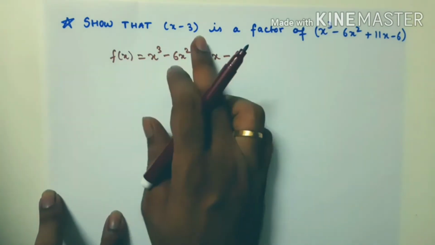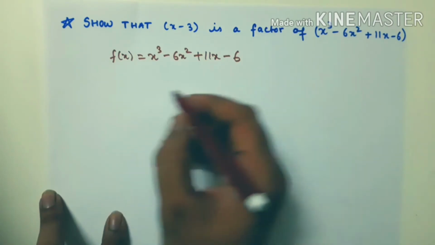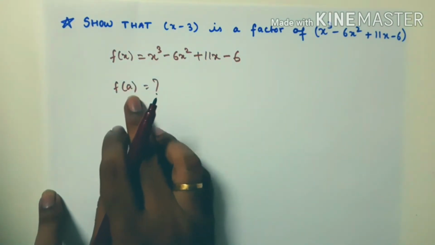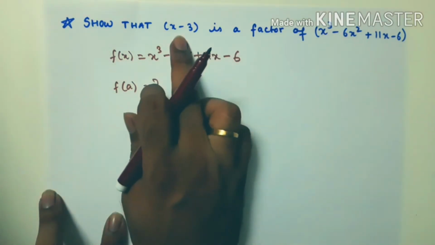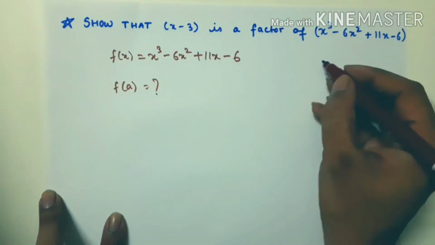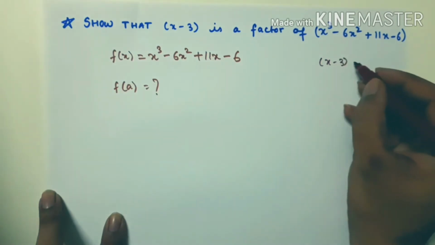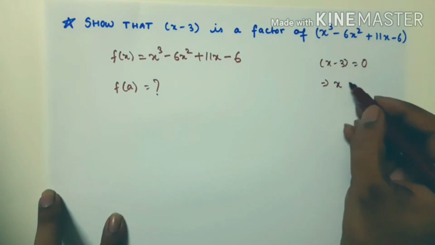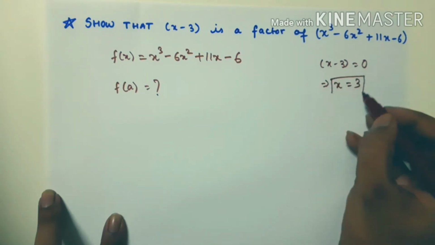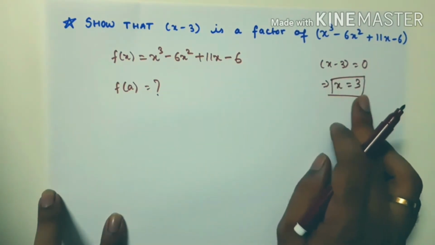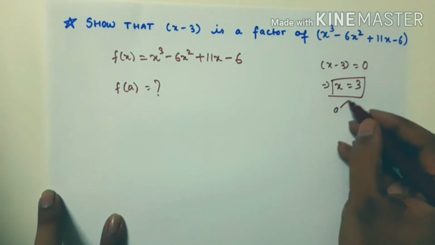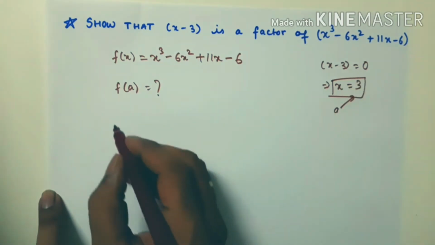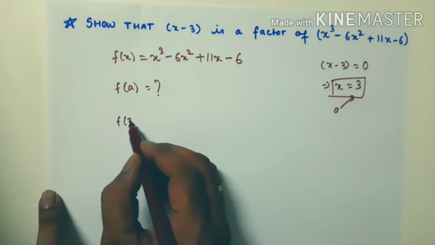So first we will find out f of a. For that we need a. So how to get this a? Whatever is given here as the divisor, that is x minus 3, we will take as 0. So x minus 3 is 0 means x equals 3. Now this value of x is 3, so we can say this a is 3. In place of x you will just put 3. So f of 3, that's the remainder.